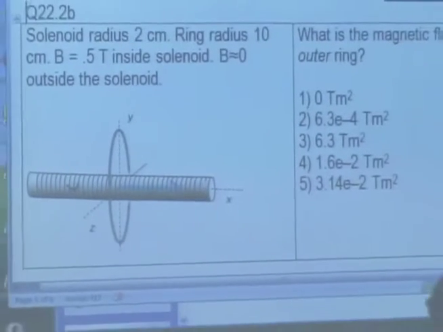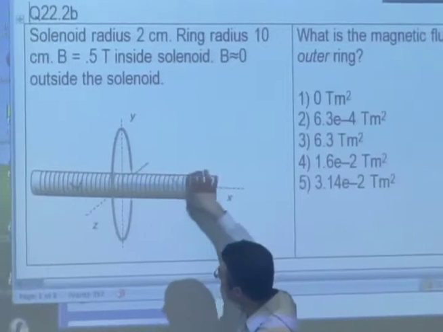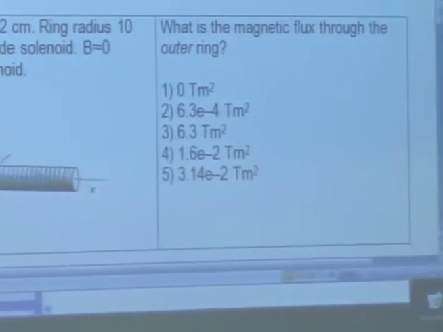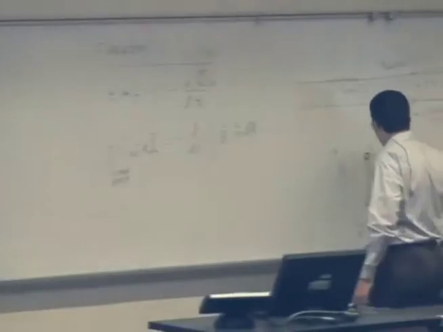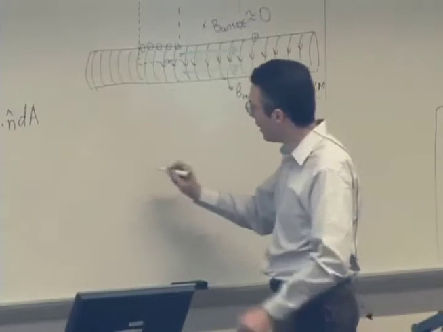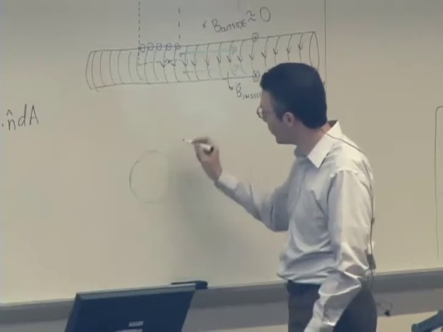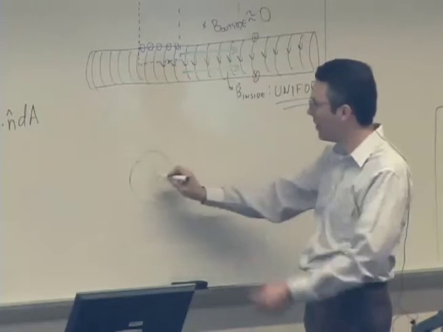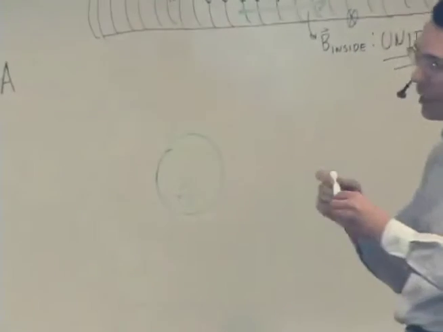I've got a metal ring that's in the yz plane, and I have just made the solenoid coaxial with the ring. So if I were looking at this head on, just to get the geometry right here, if I'm looking down the length of the tube, that's the solenoid, and then I just have a ring surrounding it. And the positive x-axis would be coming out towards us from this point of view.